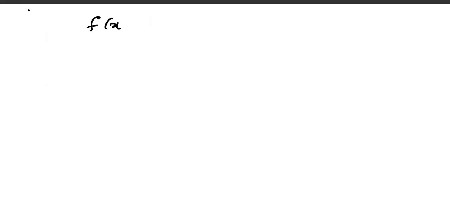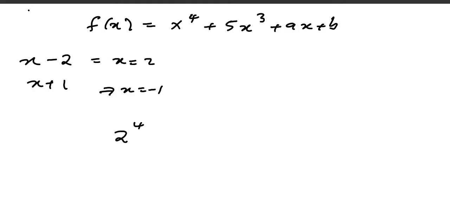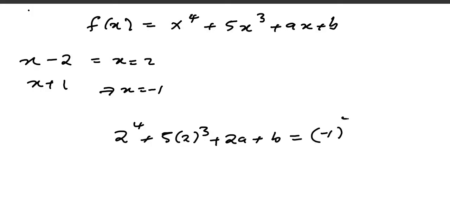So the polynomial is given to be f of x equals x to the power 4, then plus 5x to the power 3, then plus ax, then plus b. So we're putting x minus 2 and also x plus 1. This is just going to give us x is equal to 2, and this is going to give us x is equal to -1. So we put 2 there. That's 2 to the power 4 plus 5 times 2 to the power 3 plus a times 2, so 2a, then plus b is equal to, when you put -1, that's -1 to the power 4 plus 5 times -1 to the power 3 plus -1 times a, then plus b. That's what we are having.